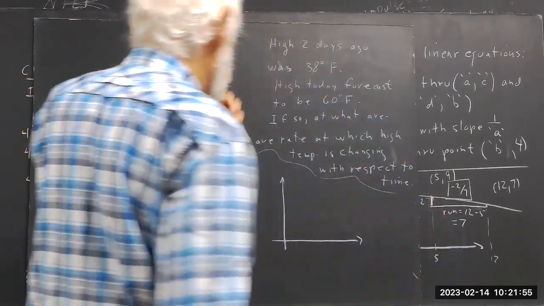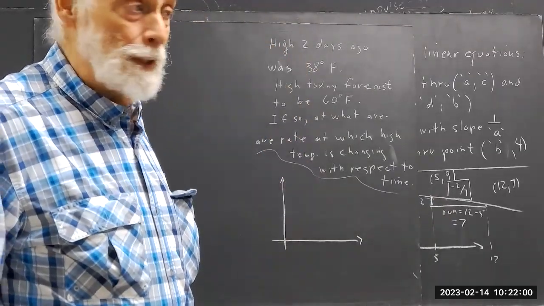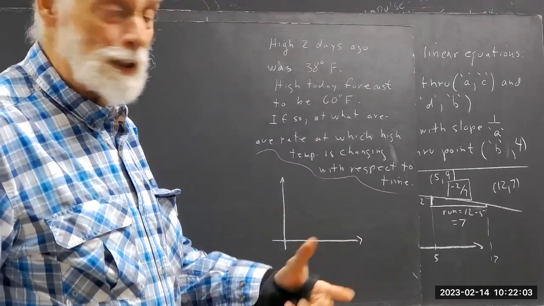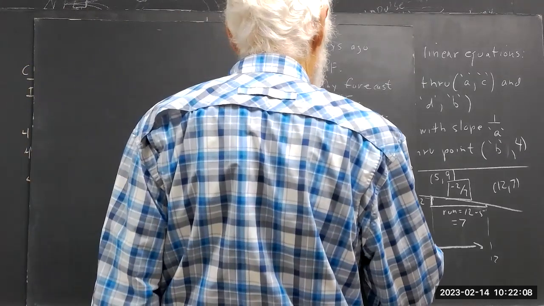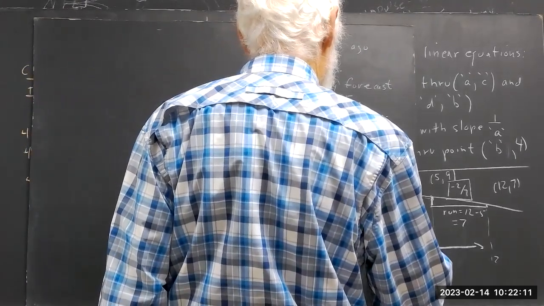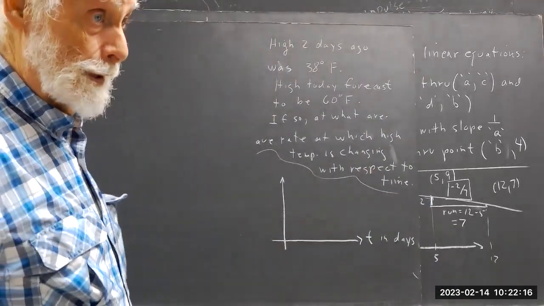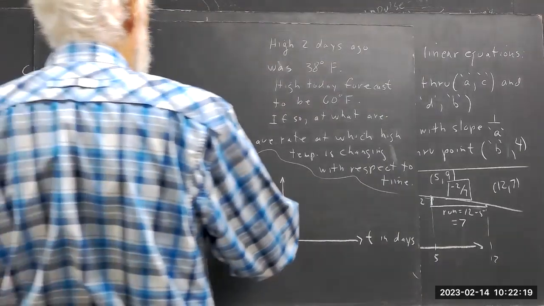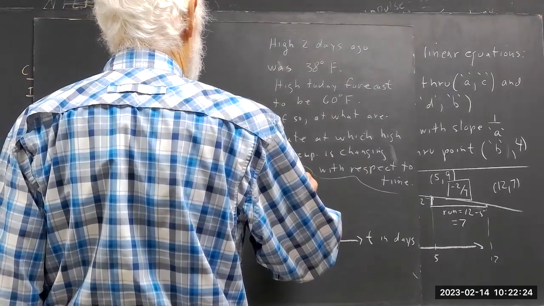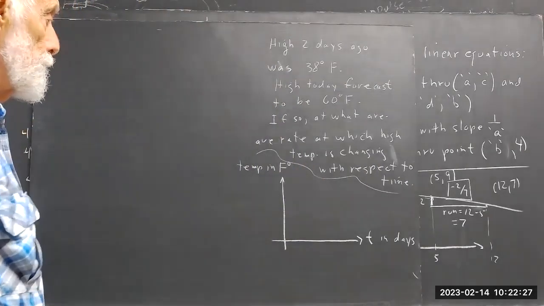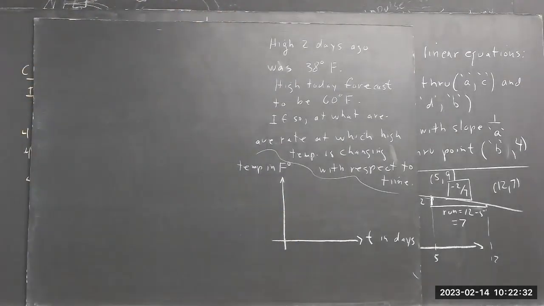There are two quantities here. I've given you information on temperature, two temperatures, and I've given you two times, but I haven't put them on a scale. So this is time, and I'm just going to say time in days. This is temperature, in Fahrenheit degrees. So how would you put two points on that graph?